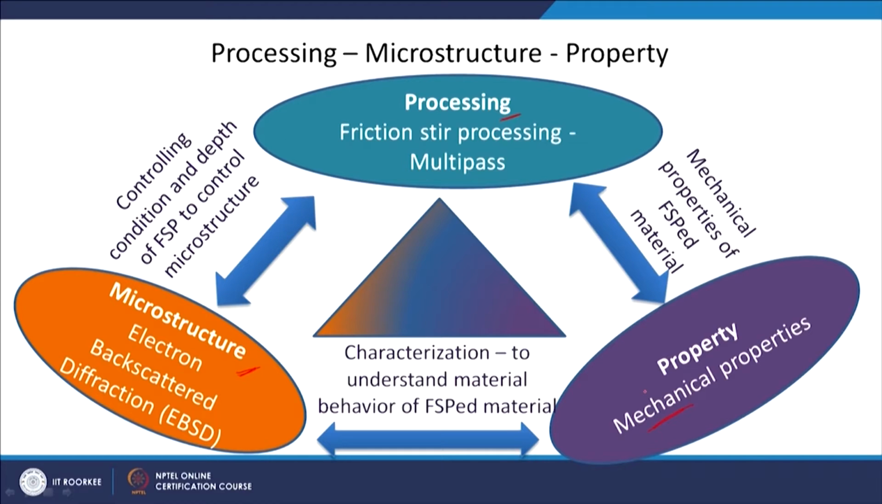So, processing, then microstructure, then property, that will again give a feedback that we have not achieved the property which was required. So, you can look at the processing, or you can look at the microstructure, and try to change the processing condition and so on. So, this kind of interrelationship between processing, microstructure and property keeps taking place.